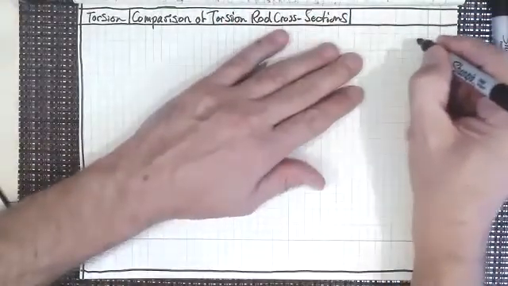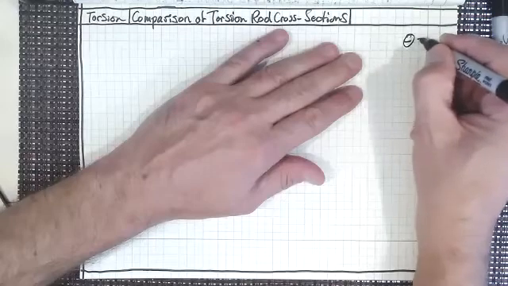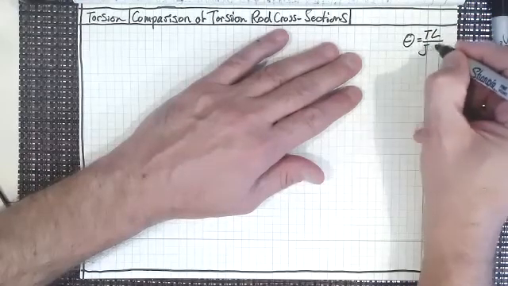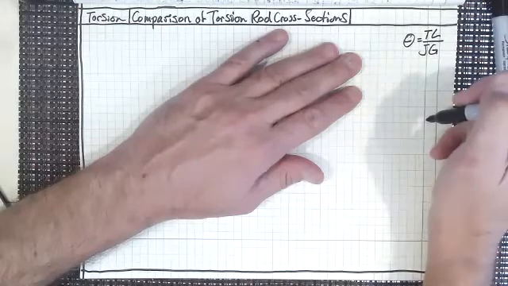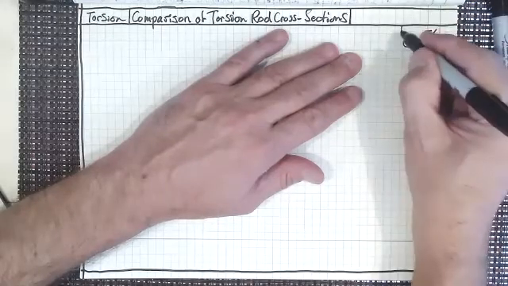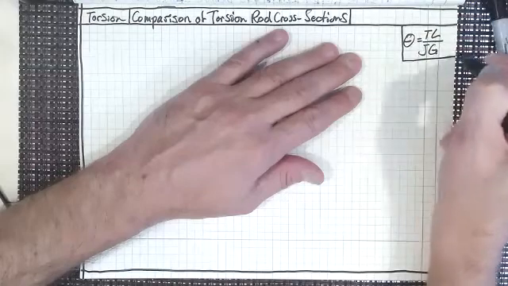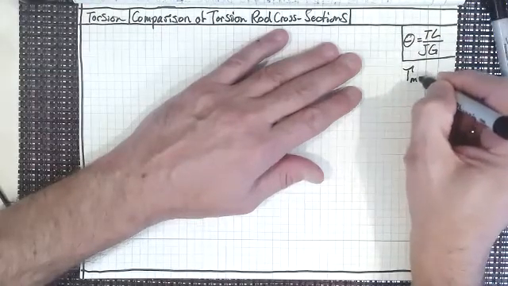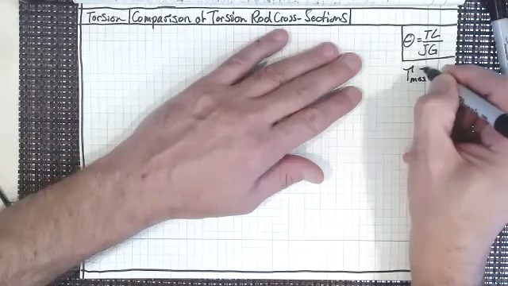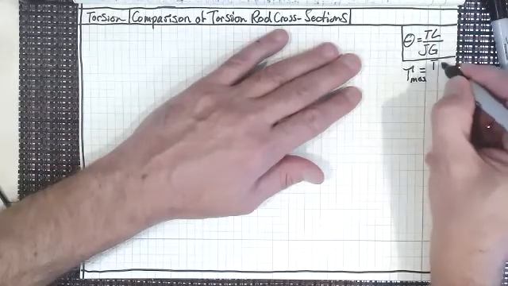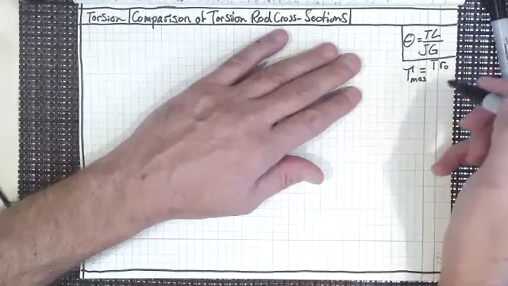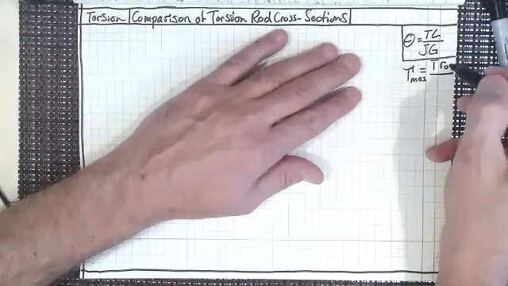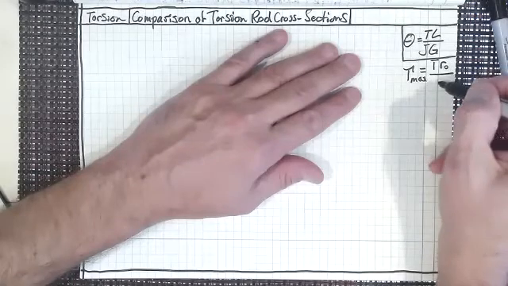Let's put them up here. So we've got theta equals TL over JG, right? That's one of our equations. And our other equation is that the maximum shear stress in that torsion rod is going to be T R outer, right? Everything in torsion always fractures at the outside and makes its way in.